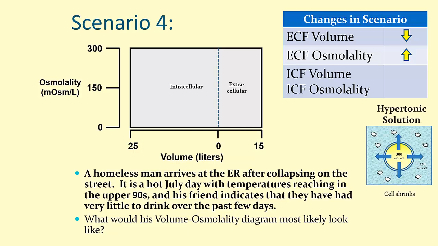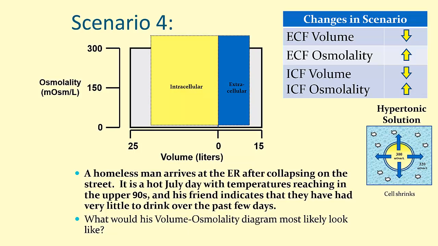The cells of the body would now be in a hypertonic solution. Thus, water would exit the cells by osmosis. This would decrease the intracellular volume while increasing the intracellular compartment osmolality. Thus, the patient's volume osmolality diagram should appear like this. Both the intra and extracellular volumes would be decreased, and the osmolalities would be increased.